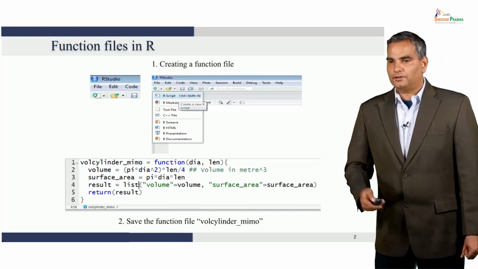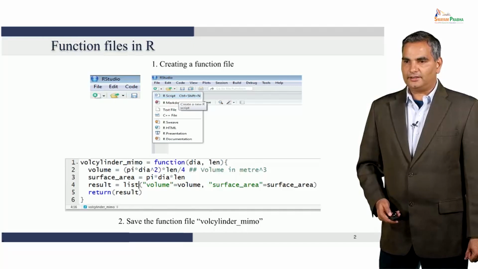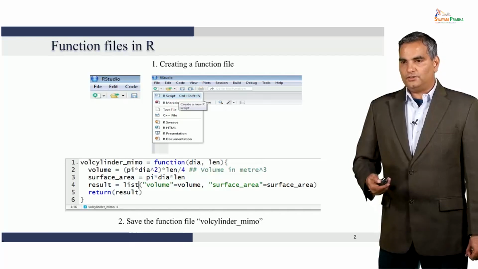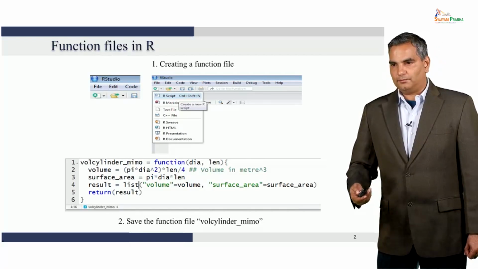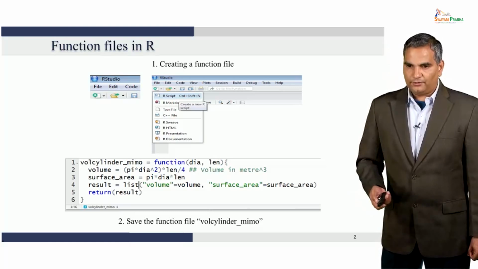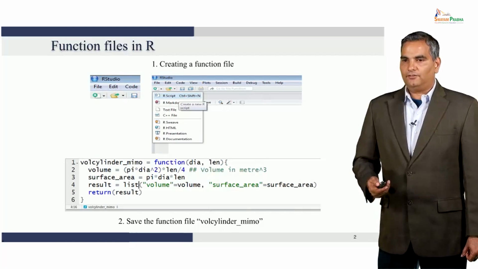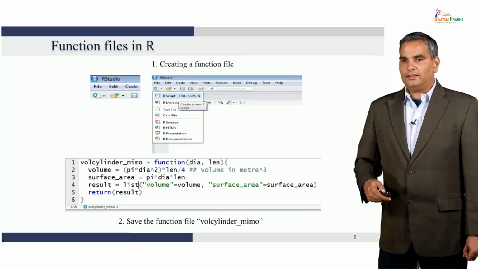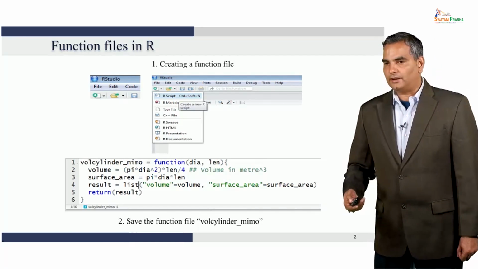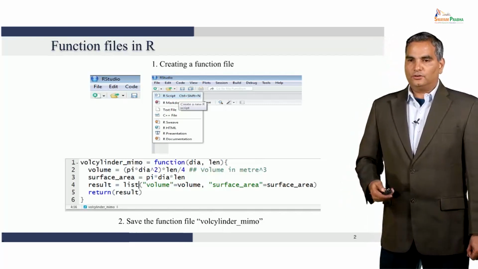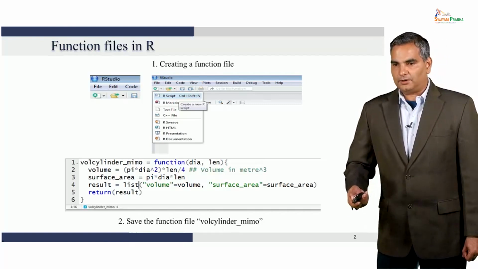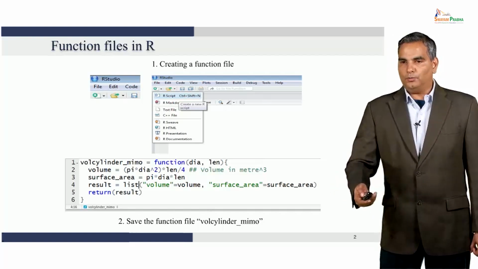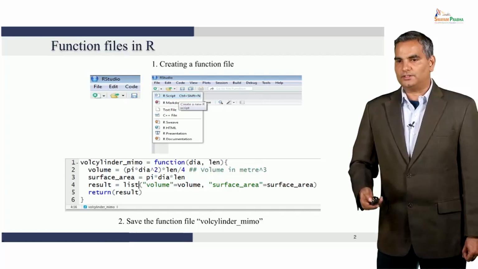Just like before, the function takes two arguments, diameter and length. Now the first line of the function calculates the volume, which is pi times diameter squared times length by 4. On top of the volume, let's also calculate the surface area of the cylinder and then send both the volume and the surface area outside the function. The surface area is pi times diameter times length. So using the two input arguments, diameter and length, two outputs have been calculated, which are volume and surface area.